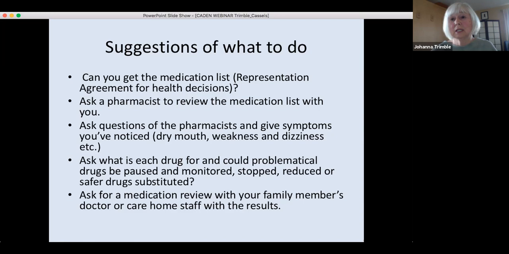I would be asking that pharmacist what each drug is for. And could there be problematical drugs that could be either paused and monitored or stopped or reduced or safer drugs substituted? And then I would insist on a medication review and take my family members on board with me to a doctor or care home with the results of that pharmaceutical review and ask them to do a thorough medication review for my elder.